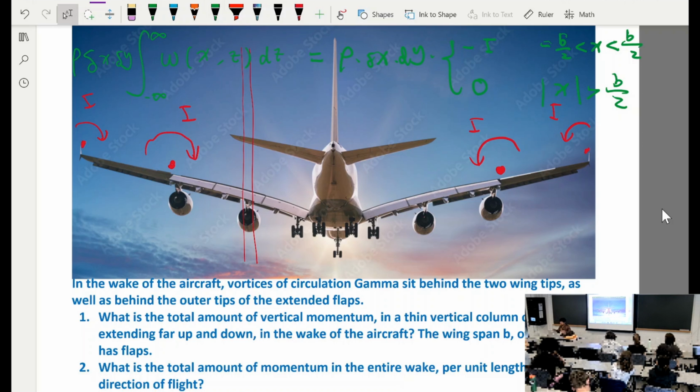So here, what we are thinking is, let's imagine we have two matched pairs of vortices, okay? Both pairs have a circulation of gamma, the same gamma. Let's assume the same gamma for now. And one pair comes from the tip of the extended flaps. So we have a gamma here, we have a gamma here, right? Okay. And we have also a pair of vortices coming from the wingtips.